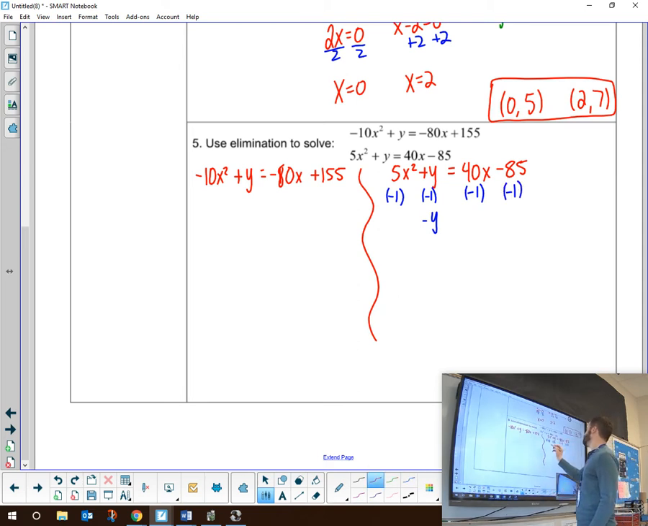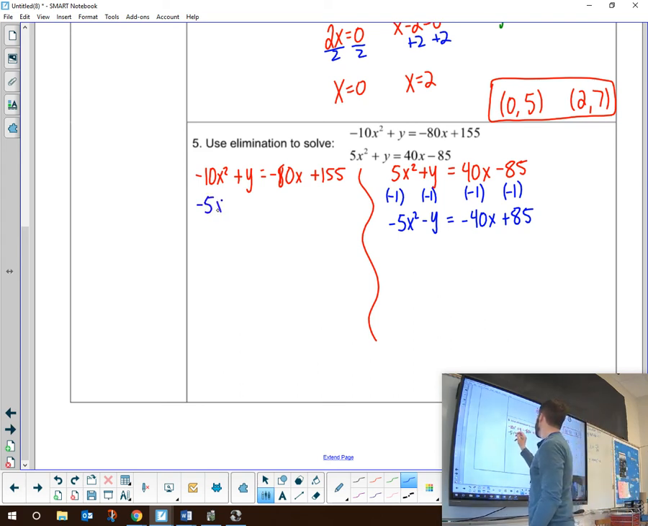So 5x squared times negative 1 is going to be a negative 5x squared. 40x times negative 1 is going to be a negative 40x. And negative 85 times negative 1 is going to be a positive 85. Okay? Now, let's take this entire thing and let's rewrite it underneath this. So we're going to rewrite negative 5x squared minus y equals negative 40x plus 85.